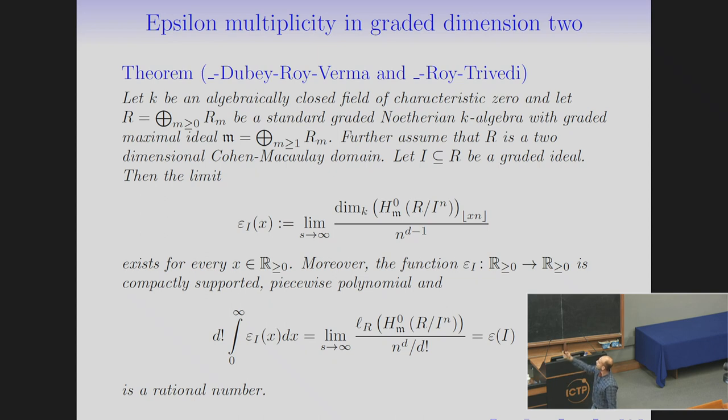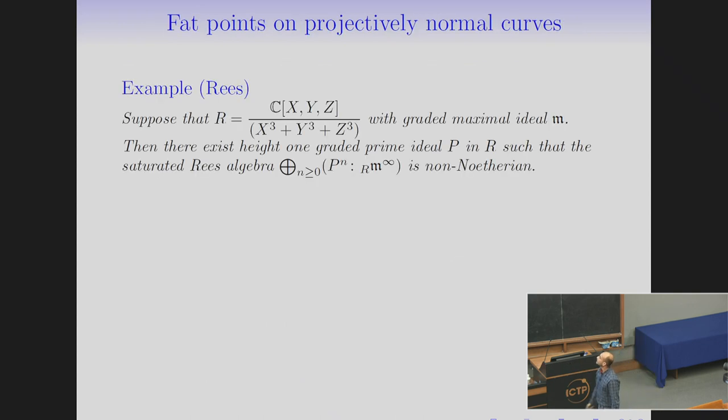Even in this very specific setup, we can have non-Noetherian saturated Rees algebras. So this goes back to an old example of Rees. This was probably one of the first instances where he gave an example of a non-Noetherian symbolic Rees algebra. This has come up in previous talks before. It's basically an elliptic curve, right? So you take a point which is a non-torsion point in the class group. That's going to have a non-Noetherian saturated Rees algebra.